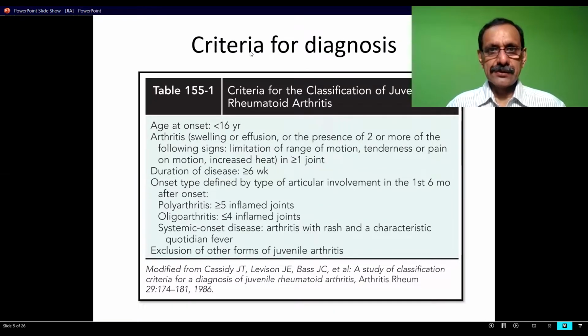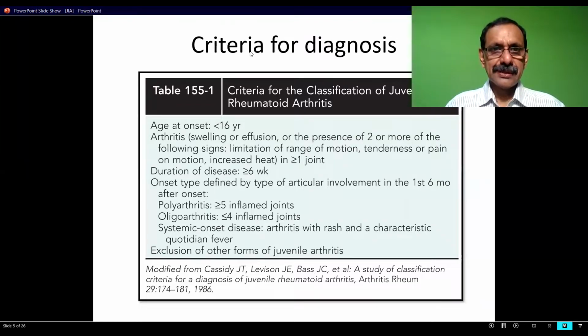So what is the criteria for diagnosis of juvenile rheumatoid arthritis? As I said already, onset should be less than 16 years of age. Arthritis. And what is arthritis? Swelling or effusion of the joint, and presence of two or more of the following, that is limitation of range of movement, tenderness or pain on movement, and increased warmth in more than one joint. It need not be present in each and every joint. So that is the first criteria, arthritis. Second is duration of disease, that is more than 6 weeks, which I discussed in the previous slide.